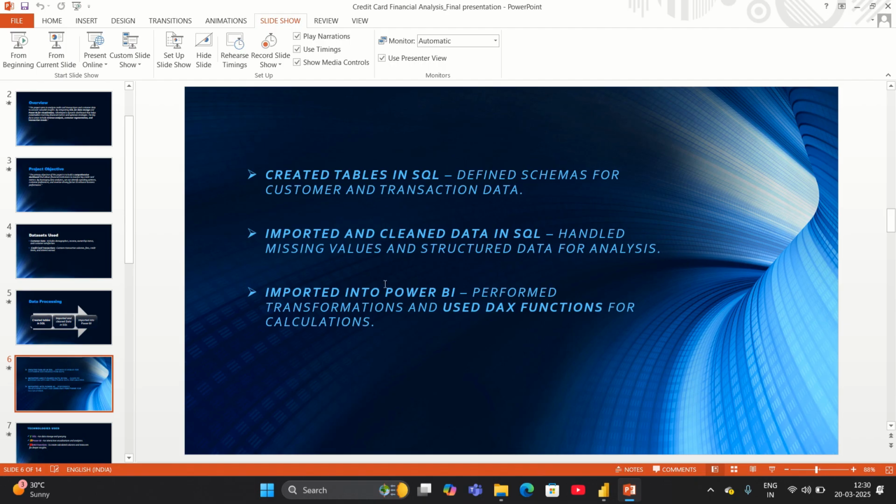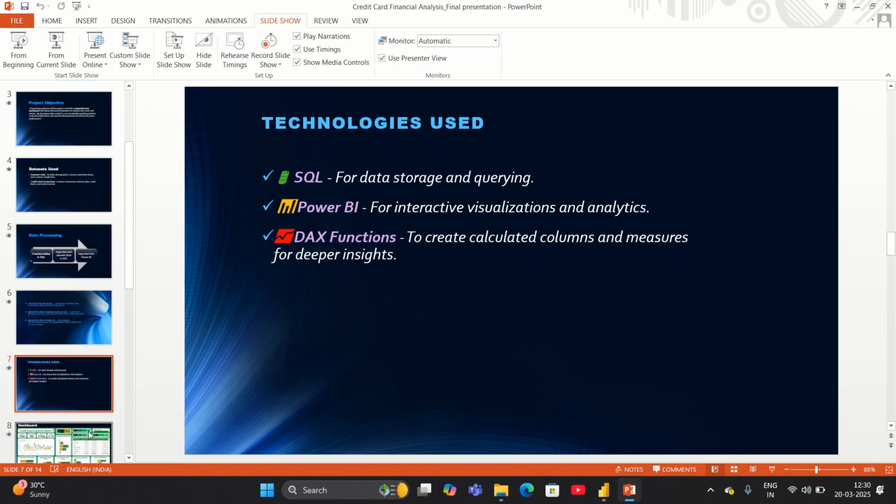Let's move on to the next slide. I have used SQL for data storage and querying, Power BI for interactive visualizations and analytics, DAX functions to create calculated columns and measures for deeper insights. Let's move on to the next slide.